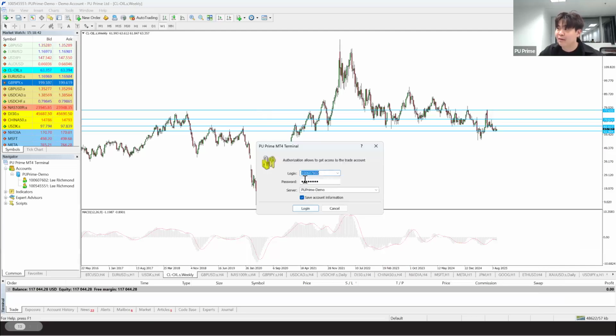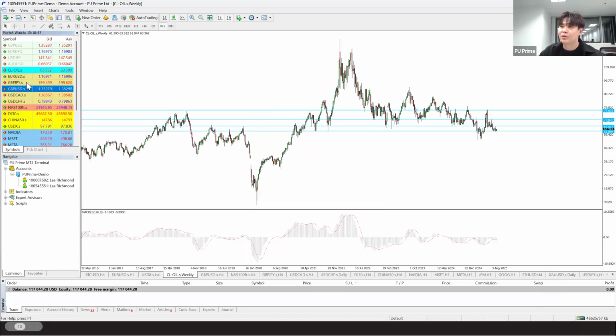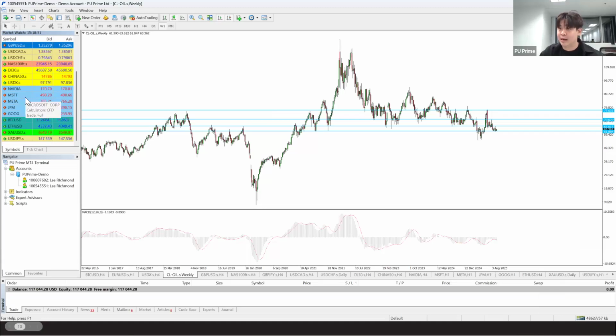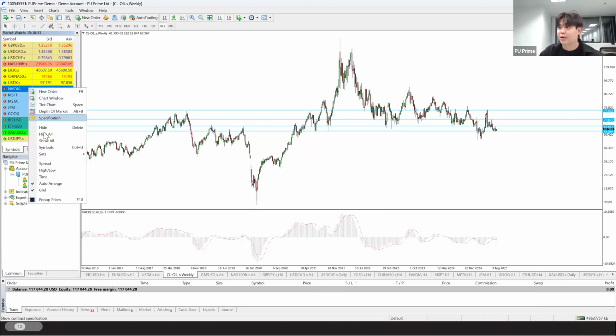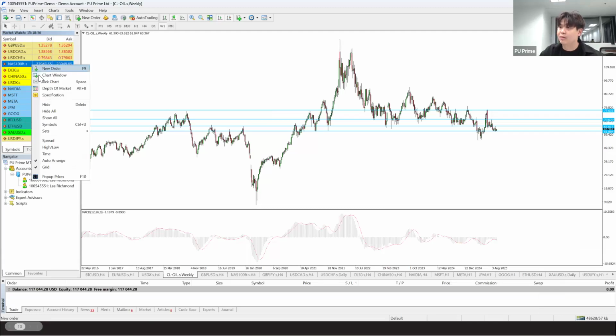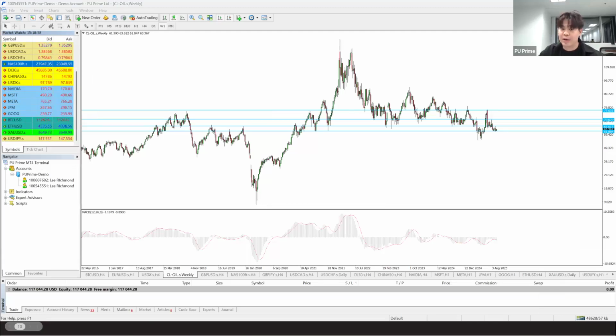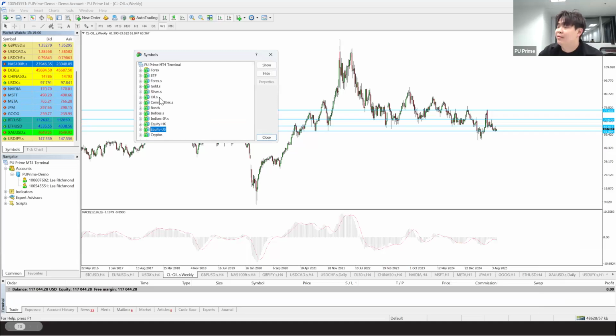You can try with a demo account first, then you can just log in, key in your password, and then it will show you this. Once you have this, you can see that we only have limited products over here, right? And then you need to find more products. You can right click your mouse, click Symbol, and boom, we have a lot of different asset classes.